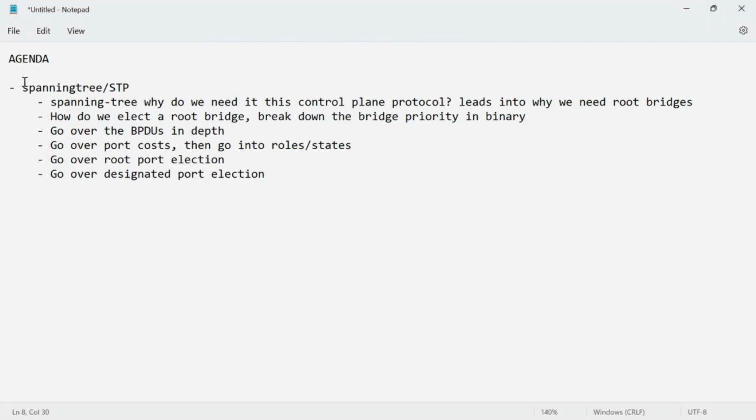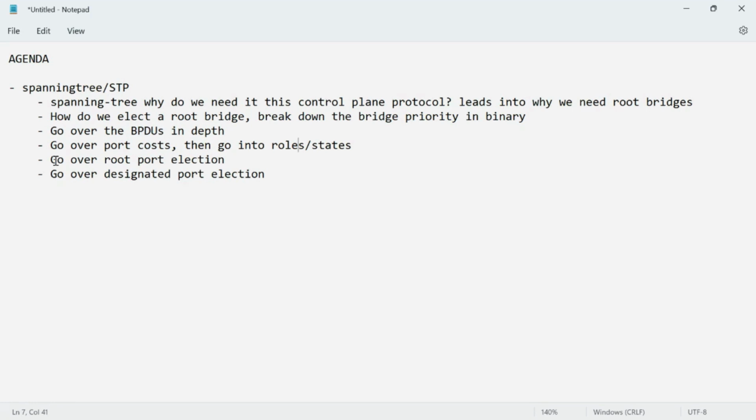So here's our agenda. We're going to go over why we need this control plane protocol, which is going to lead us into why we need root bridges. And then we're going to go over how we elect a root bridge, and we're going to break down the bridge priority and try to break it up into its binary parts. And then we're going to go over the bridge protocol data units kind of in depth, do a couple Wireshark captures. Then we're going to go over the port costs, and then that's going to jump us right into the different roles and states of spanning tree.